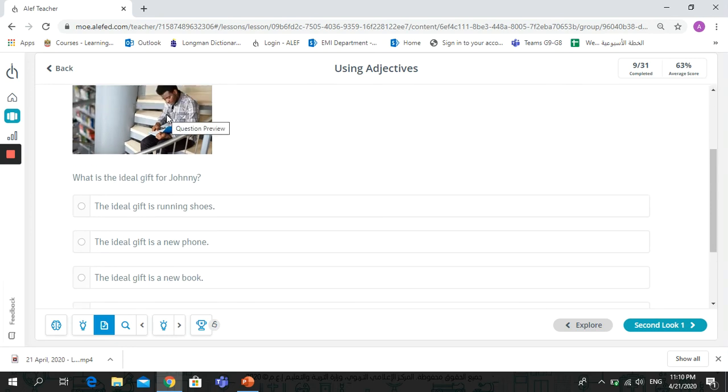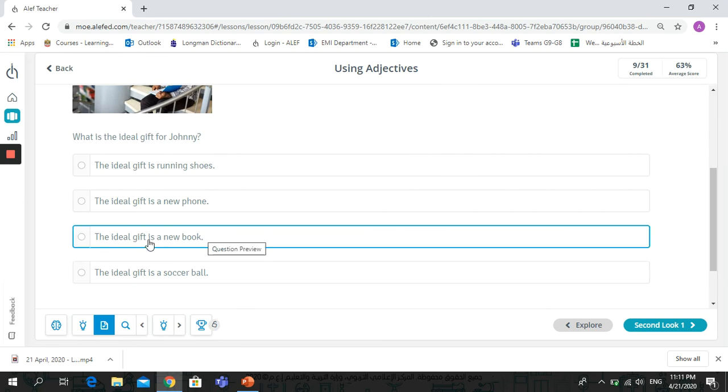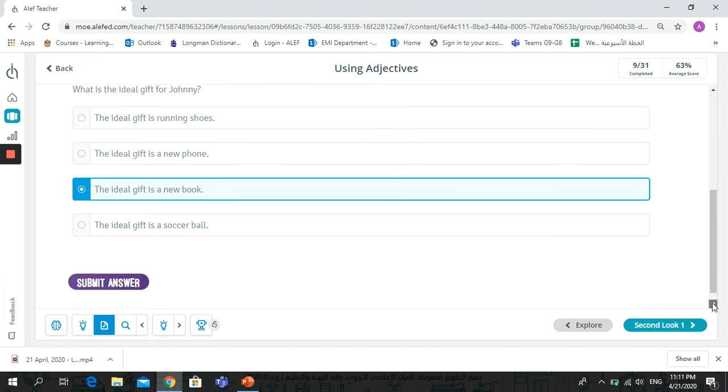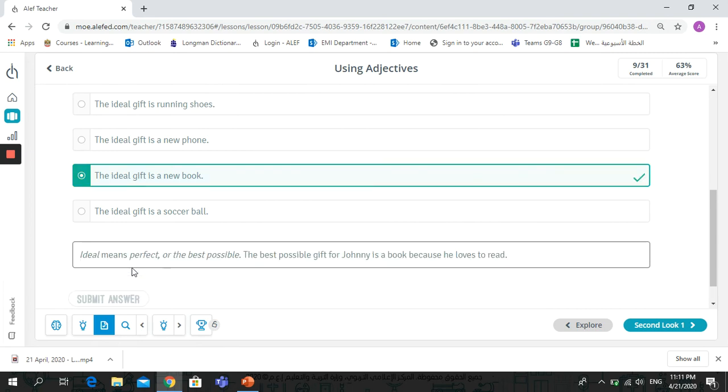Someone who reads a lot of books. Someone who likes reading to develop his mind. So the ideal gift is a new book. Let's check our answer together. It's correct. Thank you very much. This was the last example of using adjectives. As you know, adjectives are words that come before a noun and they describe a noun or a pronoun. For example, I like cold water, or I don't like hot weather. So the words cold or hot are adjectives.